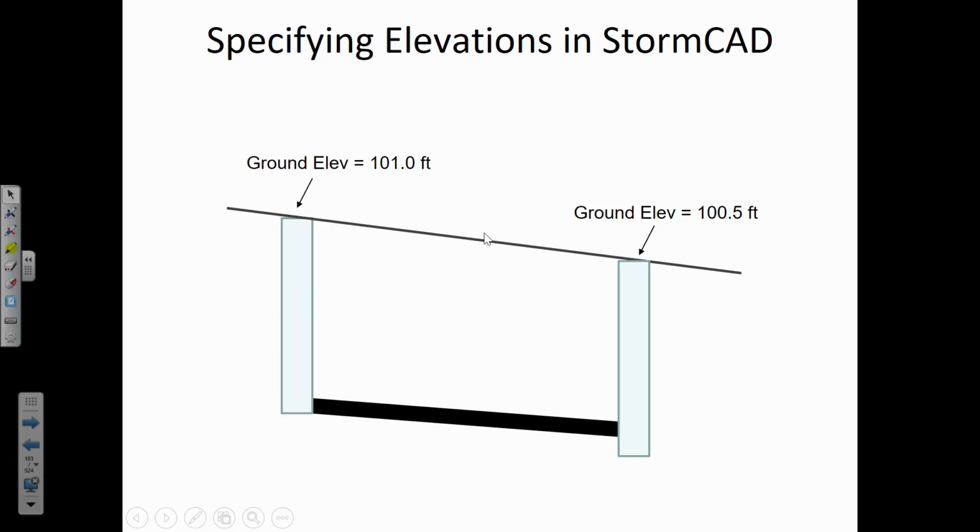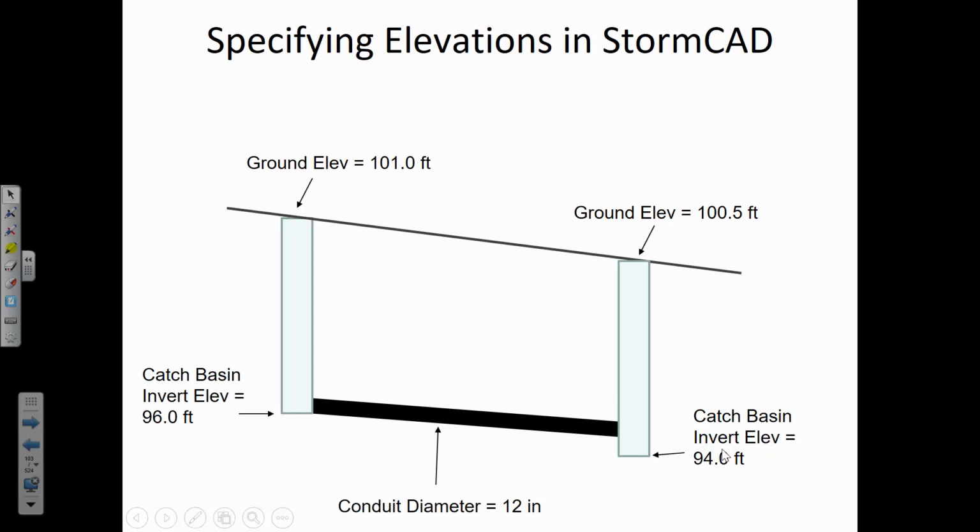The slope doesn't have to be the same for the ground and for the pipe. So we'll identify the invert elevation of the catch basins, the diameter of the pipe, and then the crown elevations for the pipe. And so here you can see, since this is a 1 foot diameter pipe, if it matches the invert of the catch basin at 96 feet, then the crown elevation is 97, meaning the inside top of the pipe, not the outer diameter of the pipe.